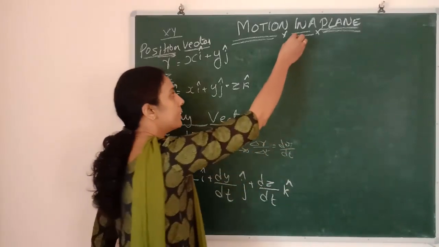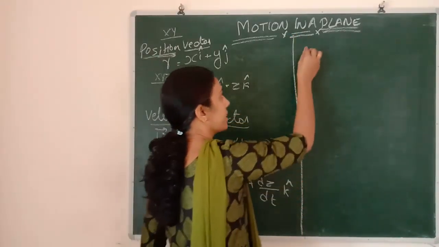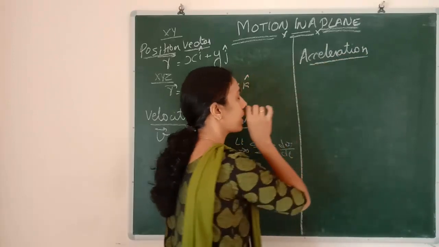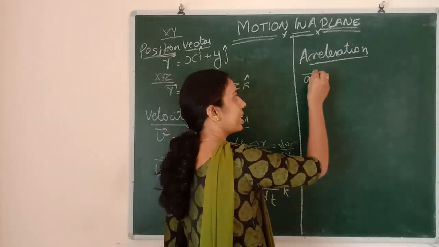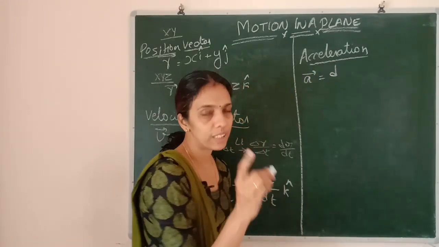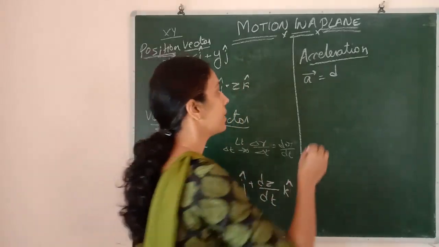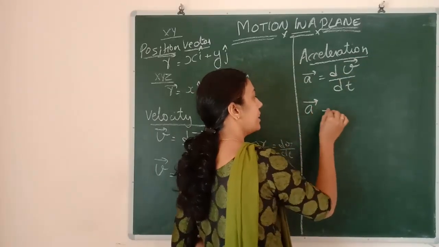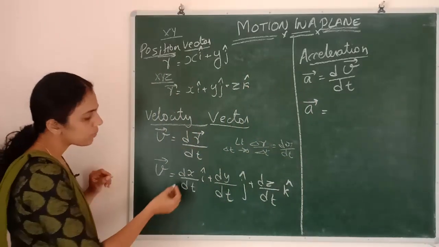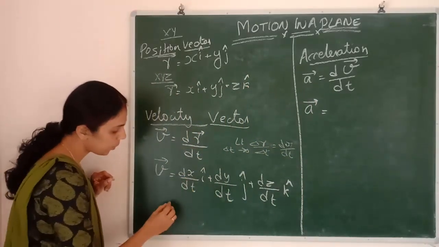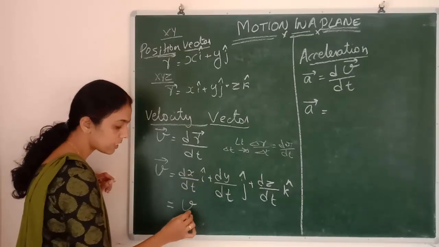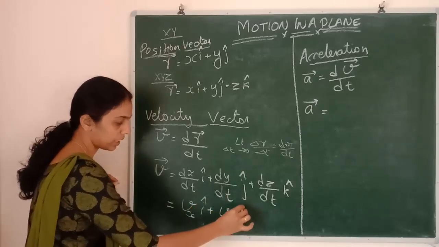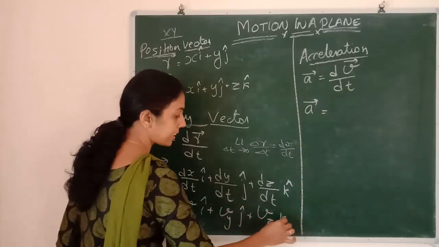Okay, so next, how can we represent the acceleration? Acceleration A equals dv by dt, the change in velocity with respect to time. So acceleration in x, y, z axes, how will we represent it? Representing it in x, y, z terms is difficult, so I am rewriting: dx by dt means velocity along the x-axis into i cap, velocity along the y-axis into j cap, plus velocity along the z-axis into k cap.